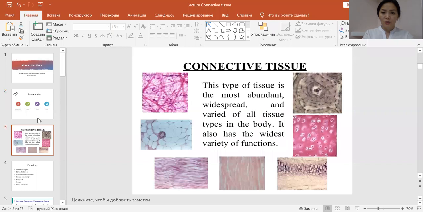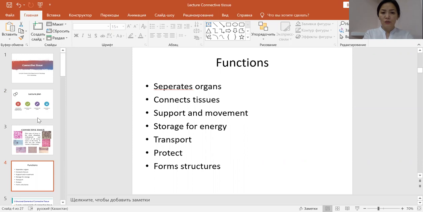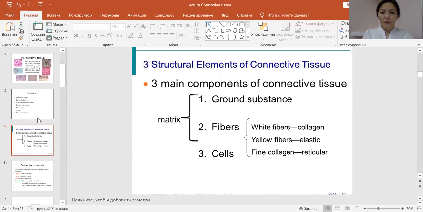Connective tissue is the most abundant type of tissue in our body, and it has a lot of functions. First, it separates organs and systems, connects tissues, supports and allows movement, some types store energy, it is responsible for transport function, protection, and forms structure. All types of connective tissue consist of cells and extracellular matrix. Extracellular matrix consists of ground substance and fibers, remember.